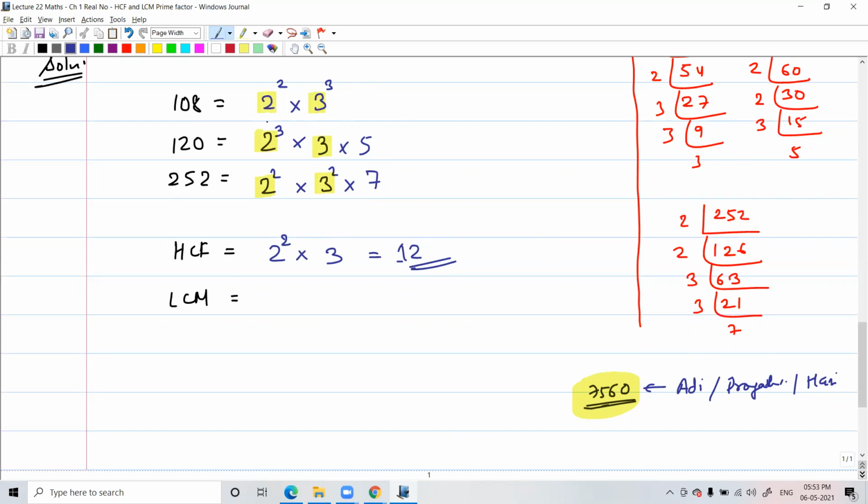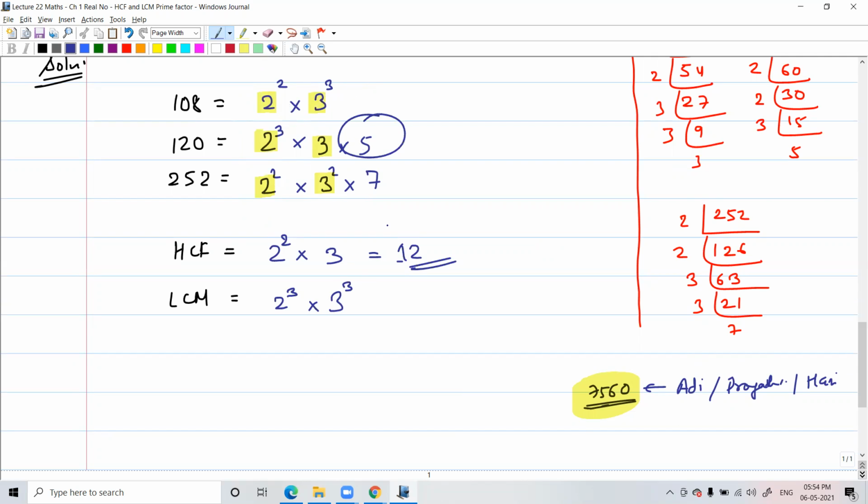LCM is troubling some people. So you have to consider all the factors. So 2 is a factor. Write that 2 over here right away and take the highest power of 2. What is the highest power here? 3 is the highest power. So you write 2 to the power 3. Then 3 is another factor. Write that 3. And what is the highest power? We can see 3 is the highest power again over here. So we will take 3 to the power 3.